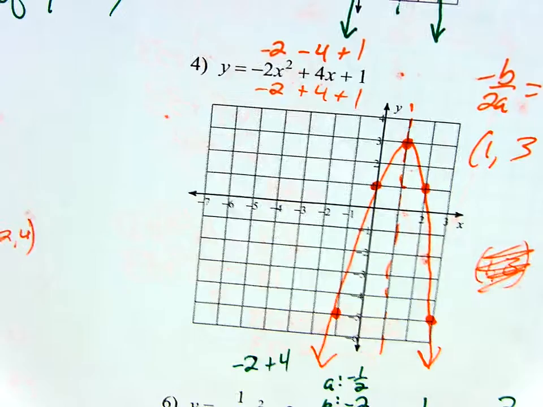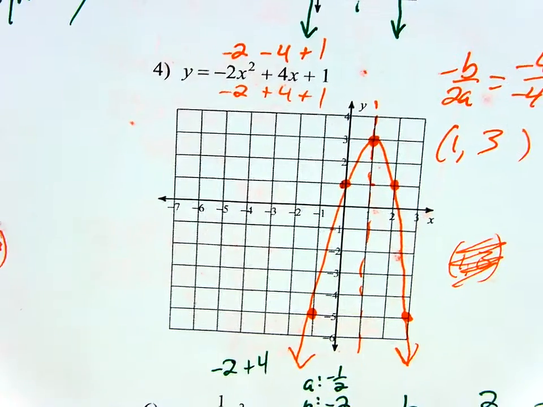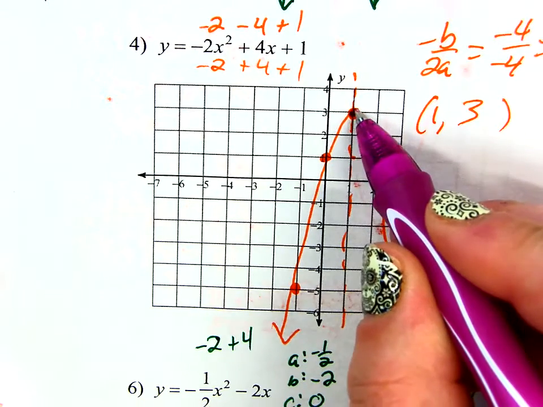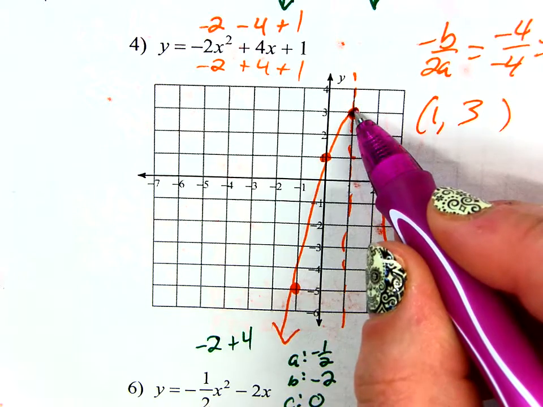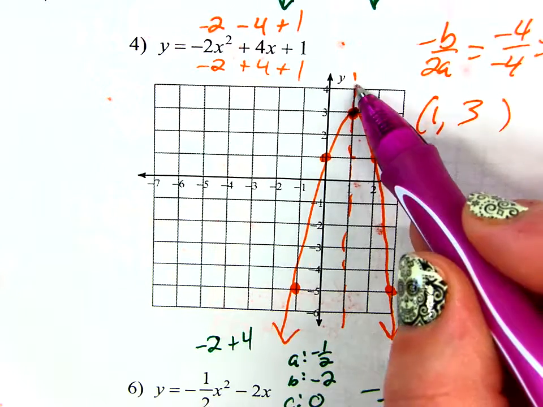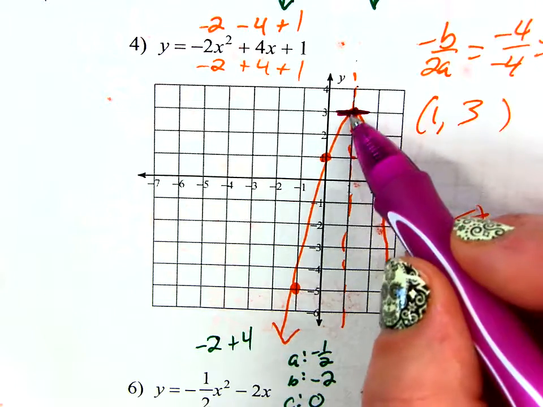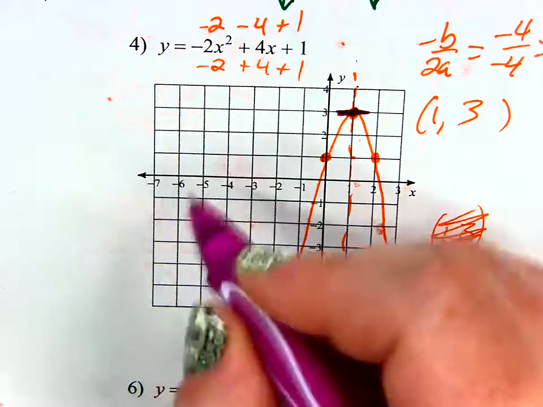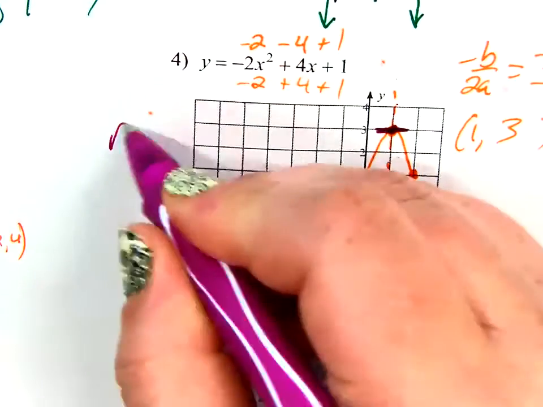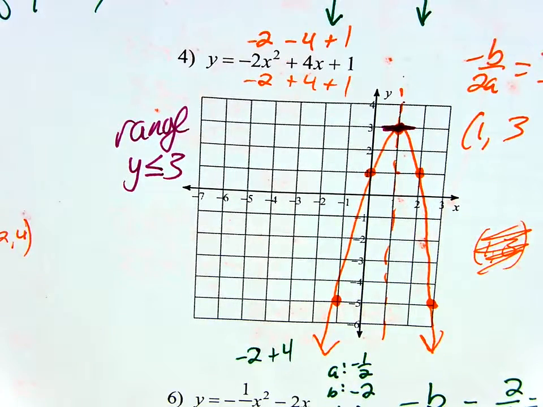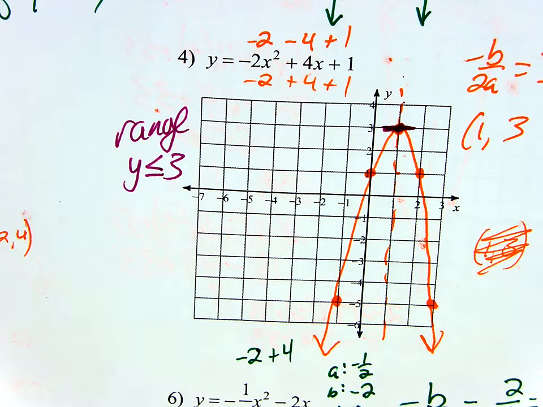My range, however, look what's coming out. Say it again. Yes, in this case, it's going to be less than or equal to 3. I'm never going to get a y value of 4, 5, 6, or any of these up here. It's only going to be from +3 down. So the range on this one would be y is going to be less than or equal to 3. That's it for the range. That's it. The y is going to be less than or equal to 3.